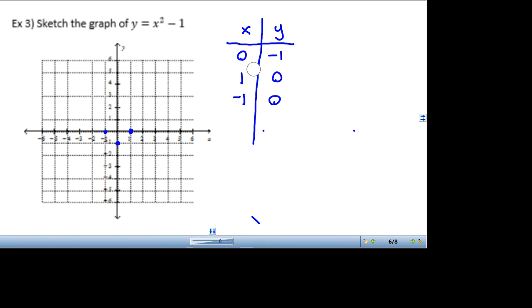And then the last is let's do 2's and let's do negative 2's. Now you notice 1 got me the same as negative 1. So guess what? 2 is going to give me the same. It's symmetrical, man. That's why it's a quadratic. So I got 2. Plugging it in. 2 quantity squared minus 1. 4 minus 1, 3.